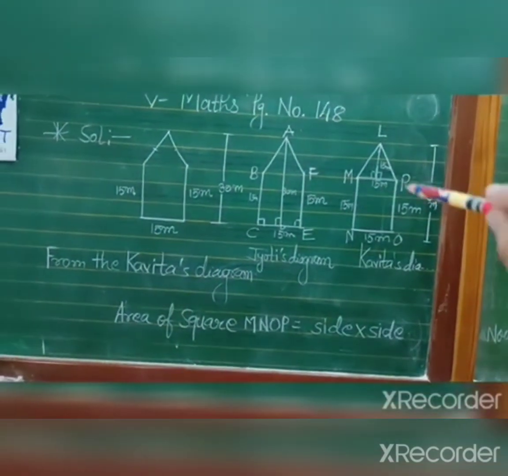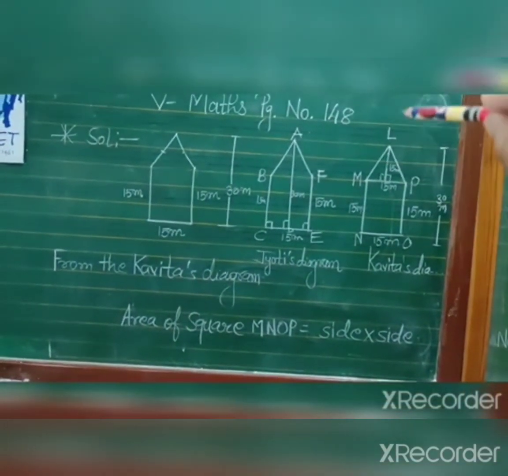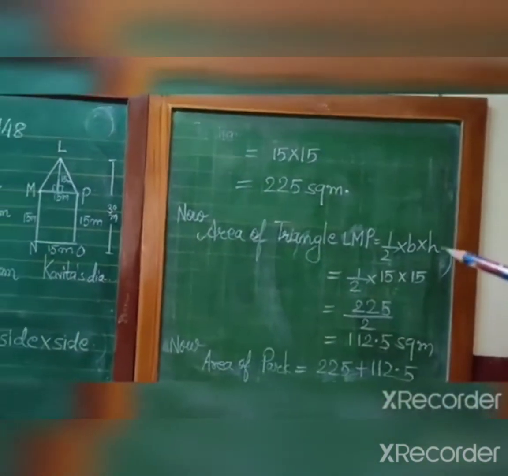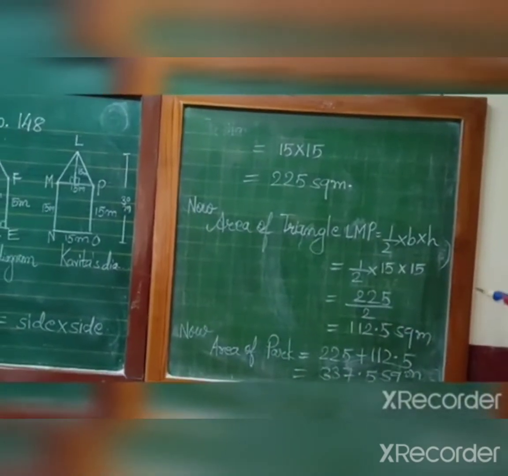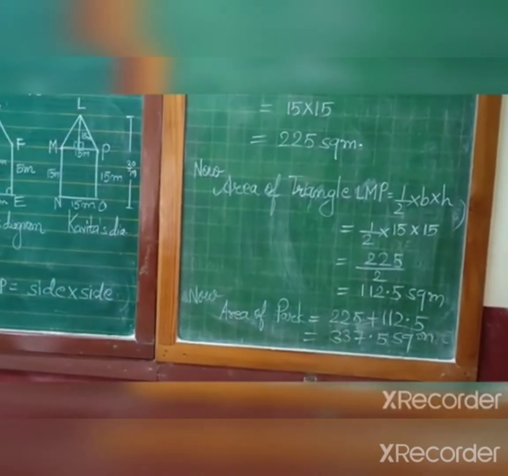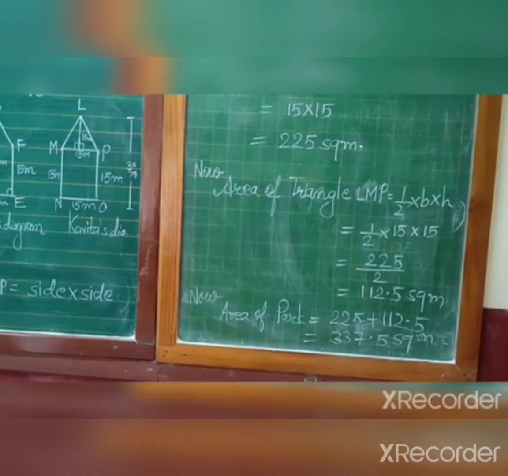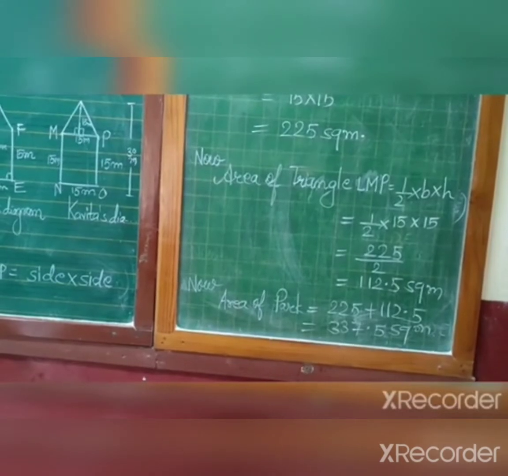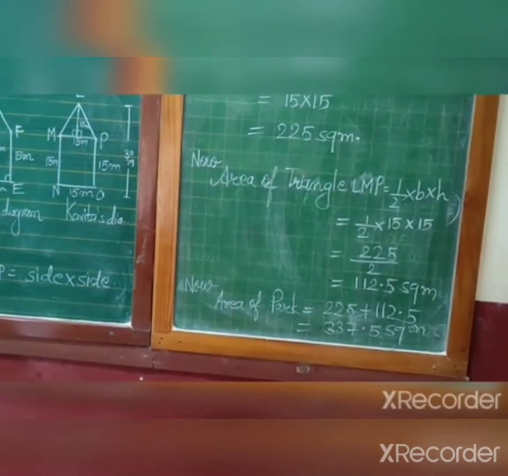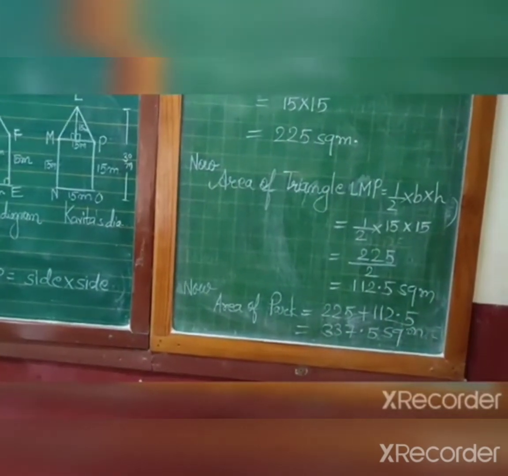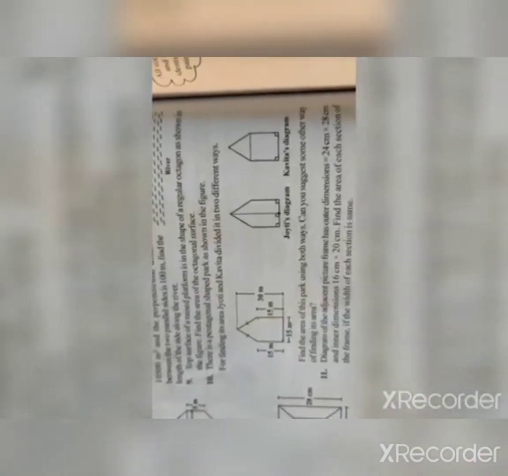Now triangle: half into base into height. So area of triangle LMP is equal to half into base into height, half into 15 into 15. The base you can see, and the perpendicular also we have drawn. So 15, already I explained, 15 meter. So 225 divided by 2, you will get 112.5 square meter. So area of the pentagonal shaped park is equal to 225 plus 112.5, that means 337.5 square meter. Now the other way you can also find.